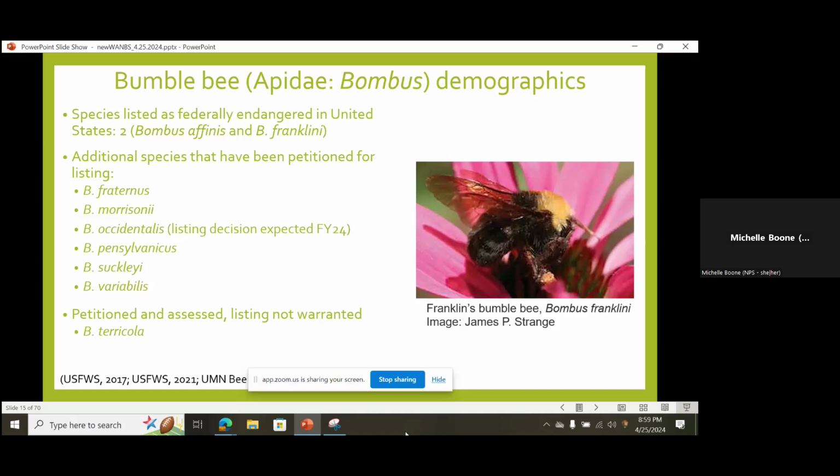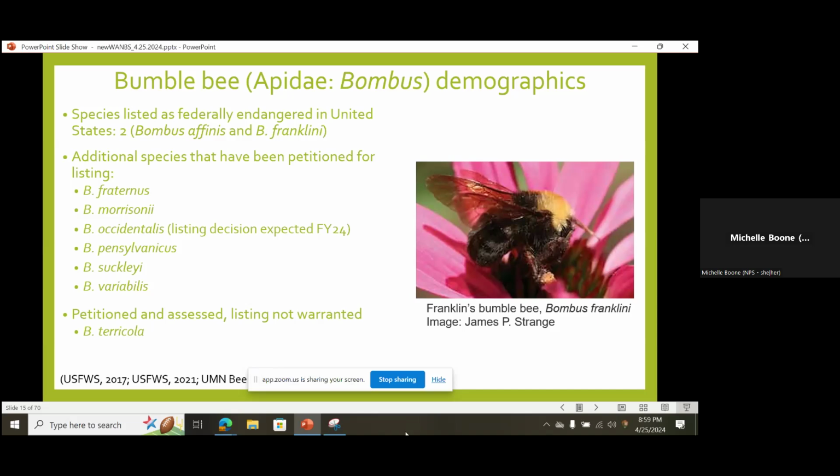Additionally, there are 6 more species that have been petitioned, and they're all at different stages of the process. Some have already undergone their species status assessment, some are in progress, some have just been listed. But I wanted to show them here. And we're going to talk more later about the Western bumblebee, particularly because it can be found in Washington, and I wanted to at least talk about one local species.